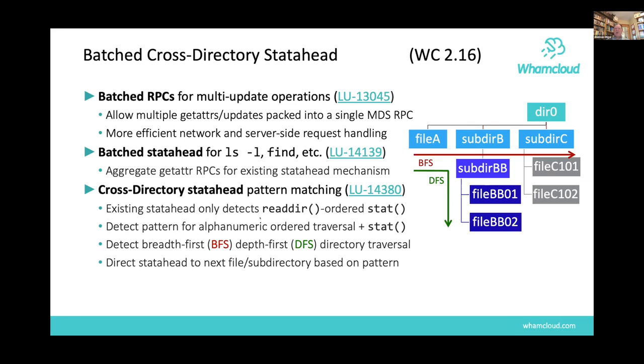And it has both the breadth and depth first searches. Right now, stat ahead only detects if you're doing the stats in readdir order, right? Which appears random if you look at it, but it's the order that the files are stored on disk. And it will also now detect if you're doing a pattern of reading and statting the files in alphabetical order, right? And so it can optimize this case a few different ways.